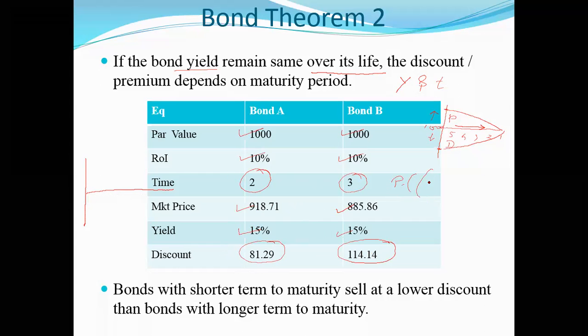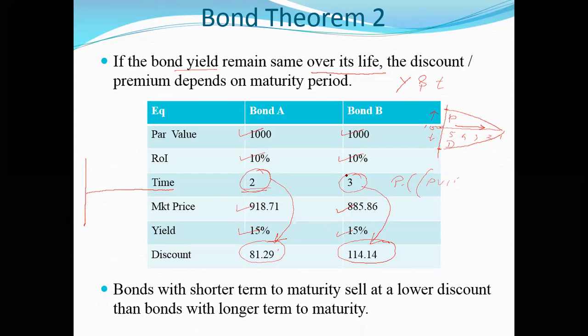P is equal to C into the present value interest factor. I'm using the same formula, but the only thing is, just look at this. Since bond A has only 2 years to mature, its discount is lesser. Bond B has 3 years to mature, so its discount is more.